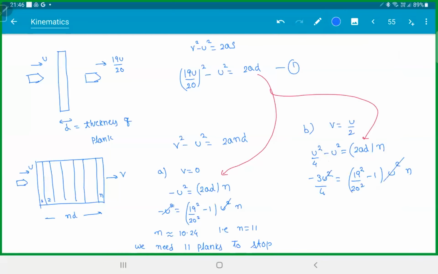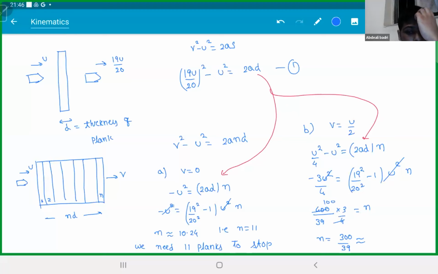U square goes off. How much is this? 20 square, that is 400 by 39 into 3 by 4 is n. 4s are 100s, so n would be 300 by 39. How much is this? Approximately 7.5 something. Therefore, n is equal to 8.